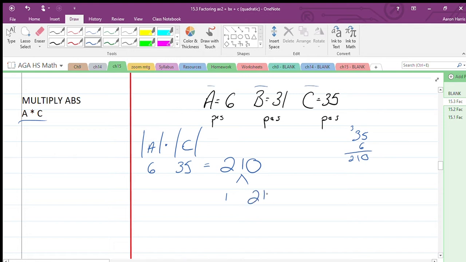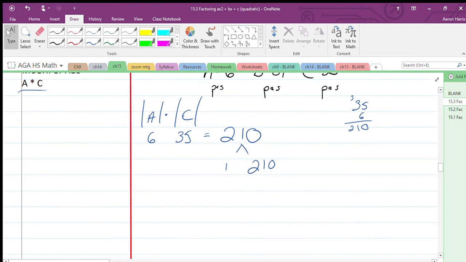So 1 times what? 210. Work to the next number. 2. 2 times what? Well, 2 goes into 2 one time. Doesn't go into 1, but it does go into 10. So 105. Does 3 go in? Yes. How do I know? 2 plus 1 is 3. If you added the digits, it lets you know. So 3 goes into 21 how many times? 7. Doesn't go into 0. So 70.